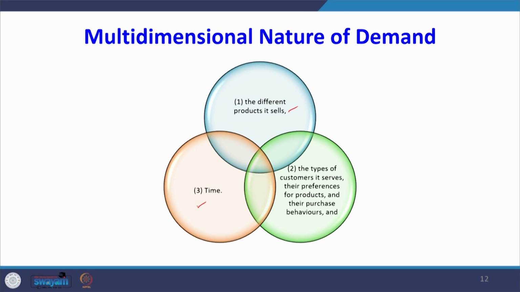The third dimension is the type of customers it serves, their preferences for products and their purchase behaviors. In Indian Railway, for example, there is a Tatkal ticket and a regular ticket. Some people, those who plan at a short period of time, are willing to book Tatkal tickets and pay higher prices. So, that is customer behavior. There are 3 dimensions of demand: the product itself, the time, and the type of customers. We can manage the demand by using these 3.